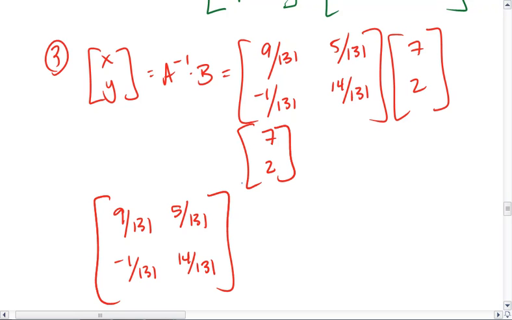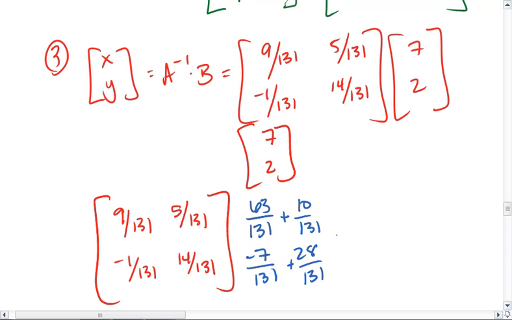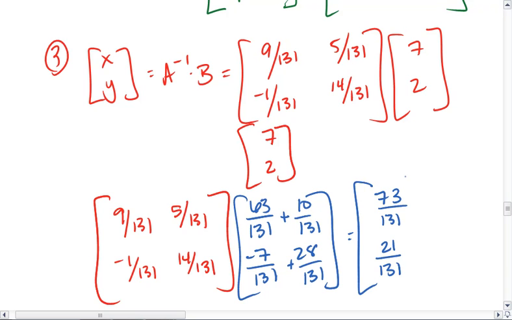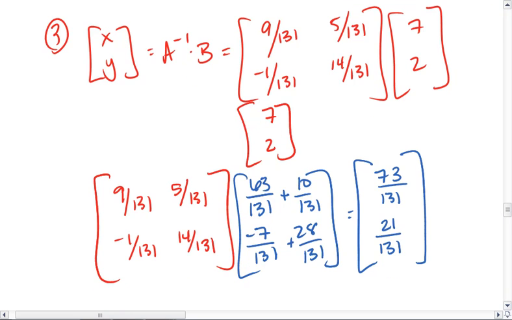I get 7 times 9, which gives me 63 over 131, plus 10 over 131, and then negative 7 over 131, plus 28 over 131. This equals 73 over 131, and then 21 over 131. I know, ugly numbers, but let's see if they reduce to anything a little bit nicer. And I really don't think they will.